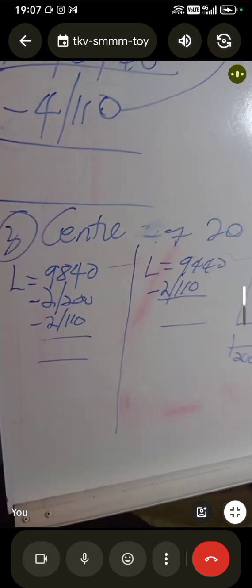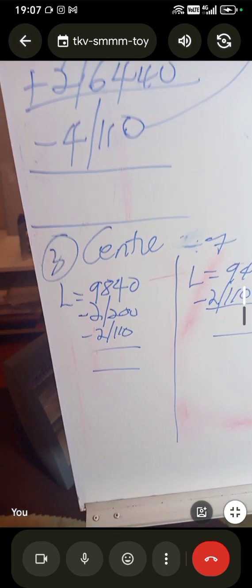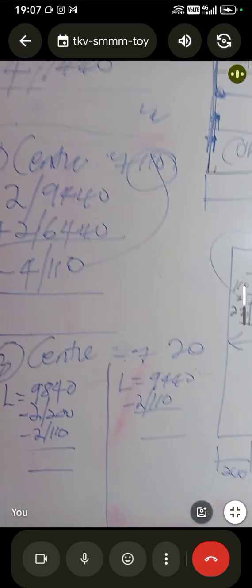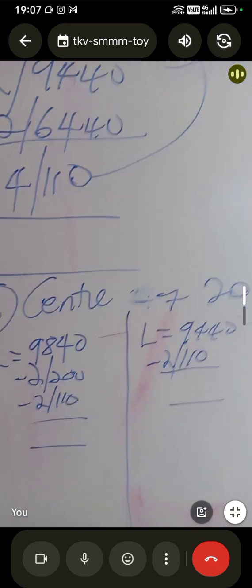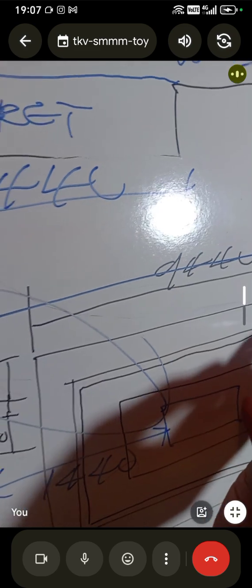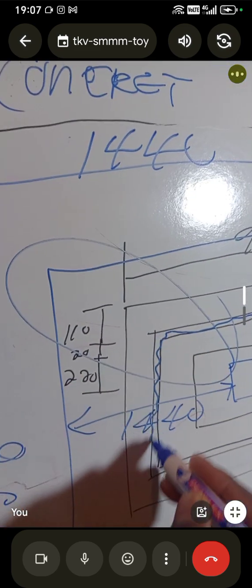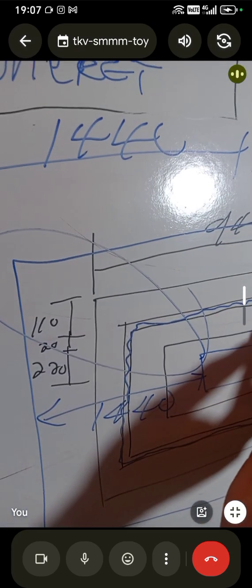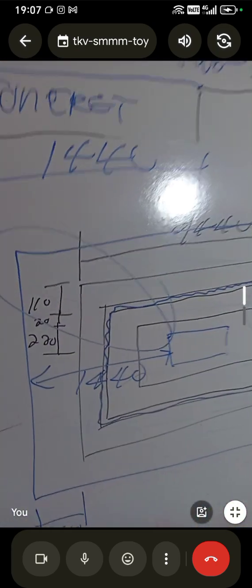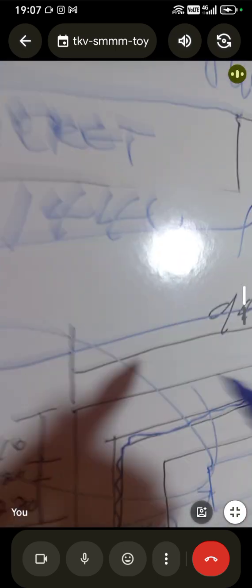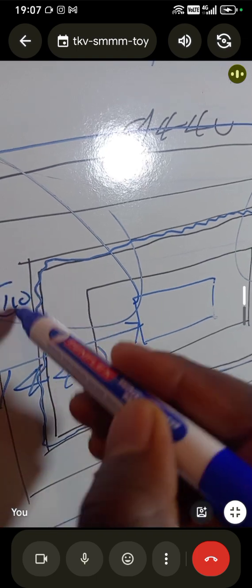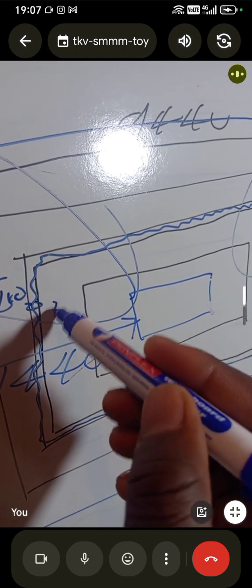So this is the center line. We are finding the length first. Remember, we have to calculate the perimeter of that 20. This 20 here, this is the 20. You see, it has a ring also. It has a thickness going like that. We calculate the center line on every item that has a thickness. This 110 has a thickness. This 20 has a thickness. And this 220 has a thickness. You get it? Okay. Good.